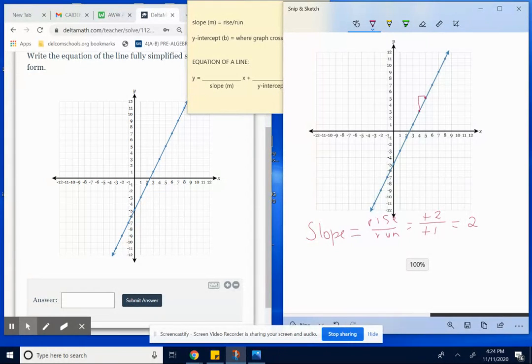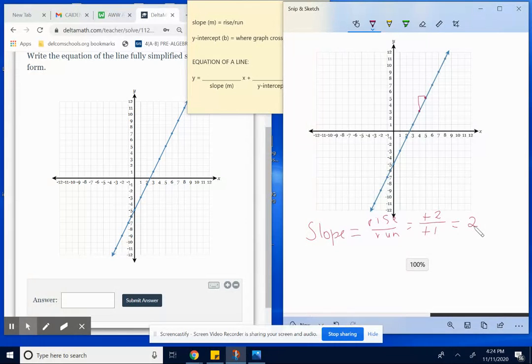Double check your sign. The line is going upward from left to right, so you know your line has got to have a positive slope. So the positive at least is good. The slope is positive 2.